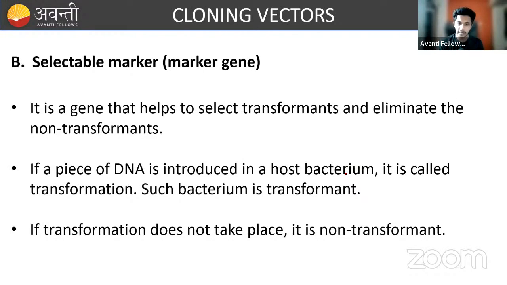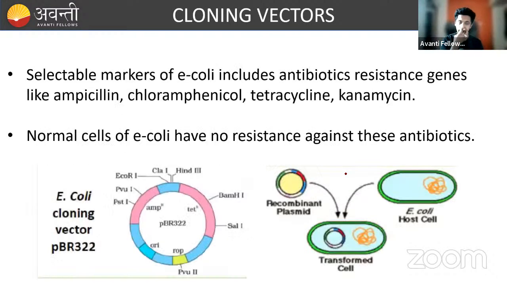So where can we find a selectable marker? Let us take an example. For example, if we take a plasmid DNA, we choose selectable markers as antibiotic resistance gene. Now let us break this down. What is an antibiotic resistance gene?